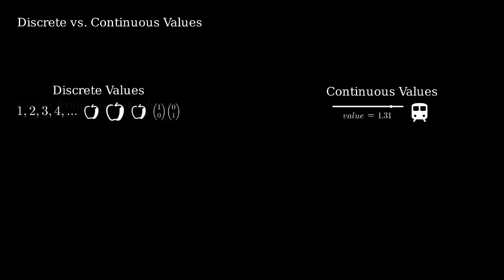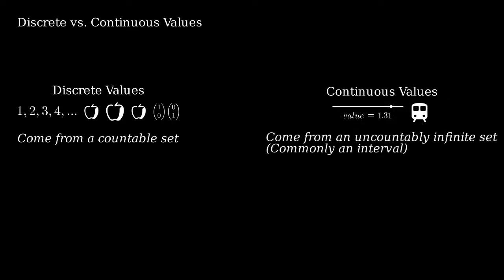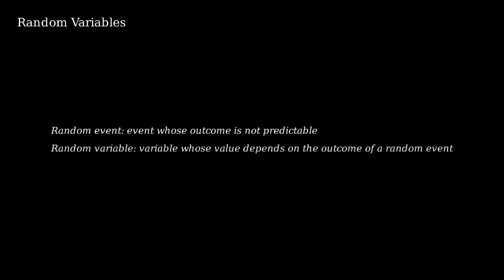To be precise, discrete values are defined as coming from a countable set, while continuous values come from an uncountably infinite set, commonly an interval. Now we can introduce random variables and random events. A random event is an event with a non-predictable outcome, while a random variable is a variable whose value depends on the outcome of a random event.